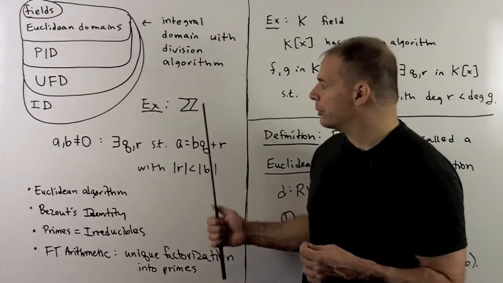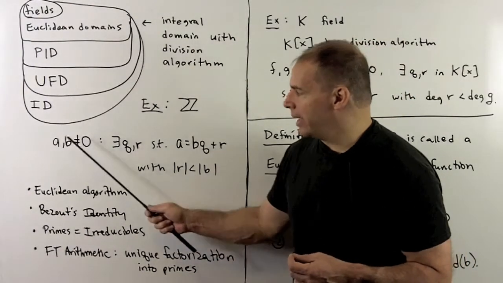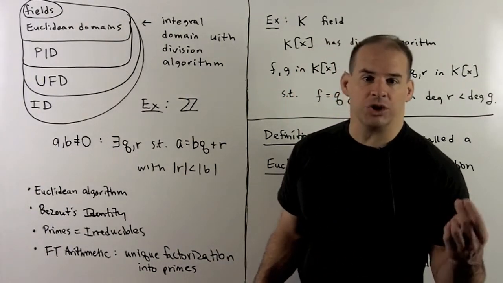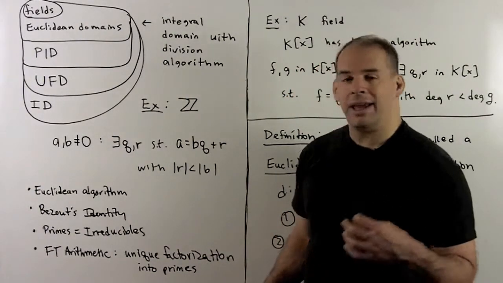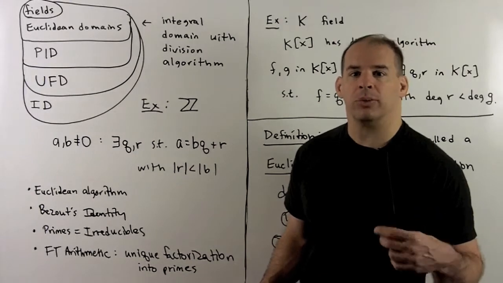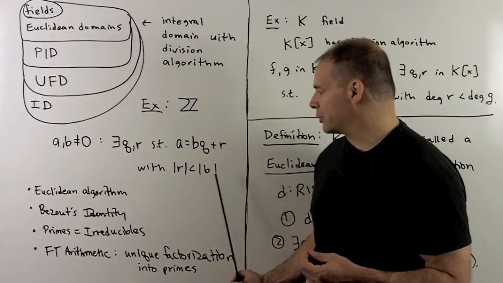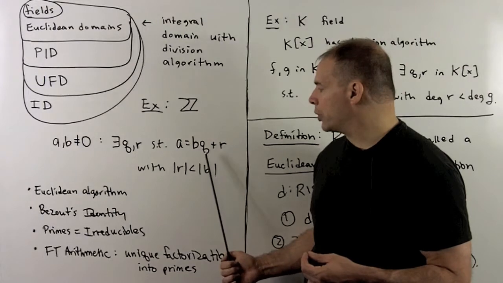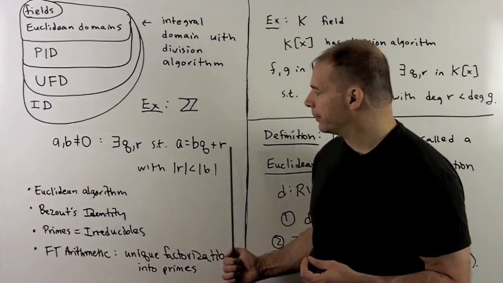So in the integers, we have long division. If I have a and b non-zero, then there exist integers q and r, such that a is equal to b times q plus r, with the absolute value of r strictly less than the absolute value of b. So q is the quotient, r is our remainder.